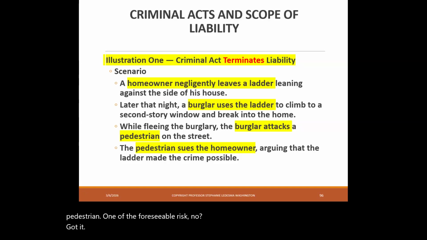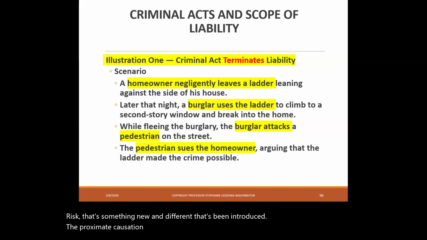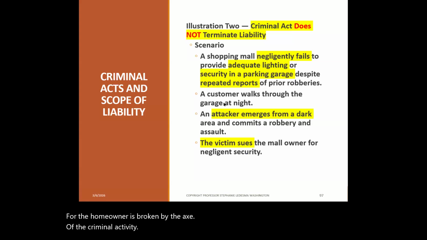Because that is a different risk. That's something new and different that's been introduced. The proximate causation, the proximate cause link for the homeowner is broken by the acts of the criminal activity. Get it? Illustration number 2, criminal act does not terminate liability.